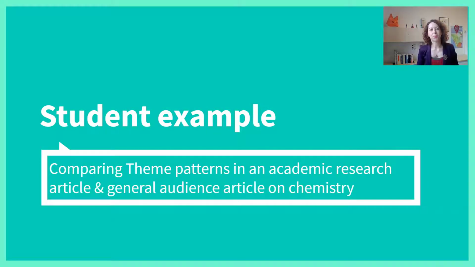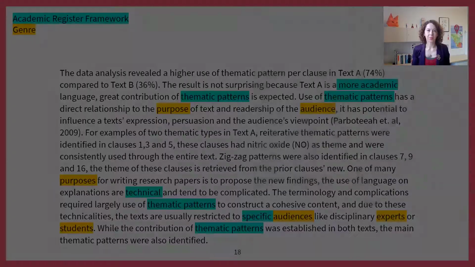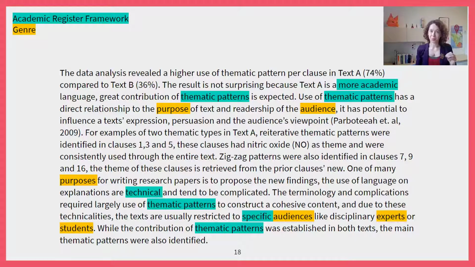So I'll show you now an example from one of the students who focused on comparing theme patterns in chemistry, and they compared an academic register article with an article for a general audience. And I'll show you two paragraphs from their discussion section. I won't go through it in detail, you can pause if you want, but in teal you can see the academic register framework terms highlighted there at the top and at the bottom, as well as in yellow those genre concepts of purpose and audience also present at either end of the paragraph.